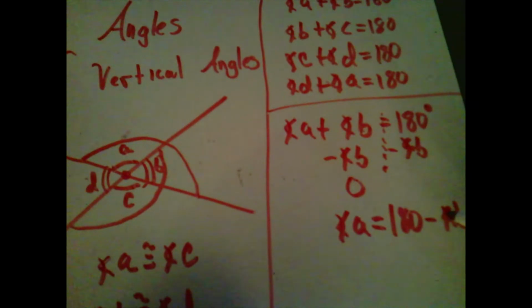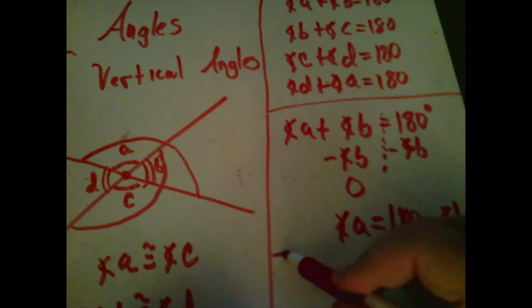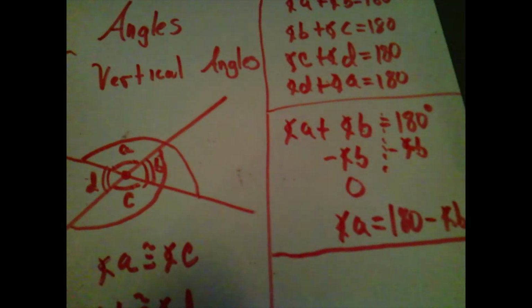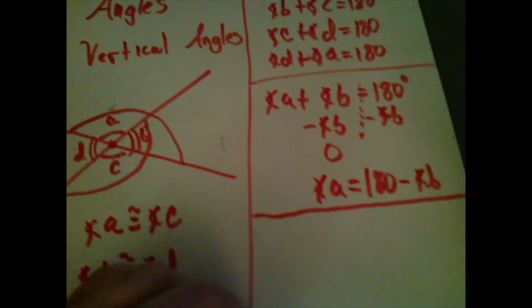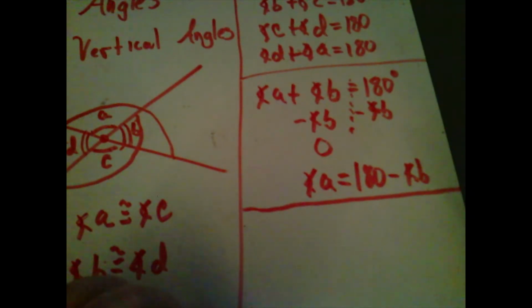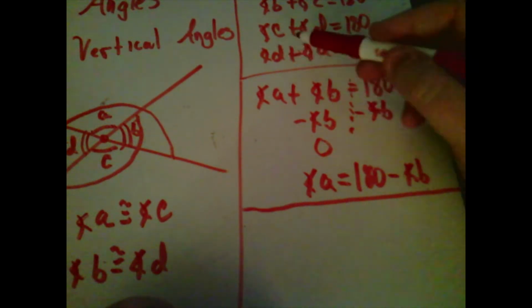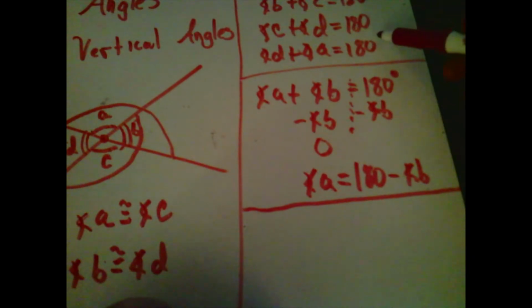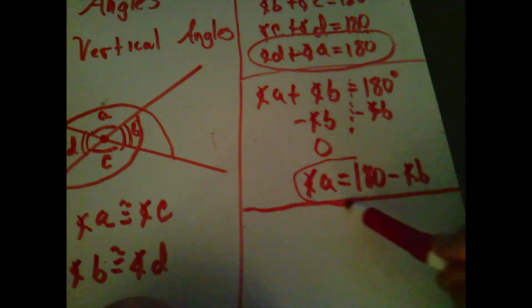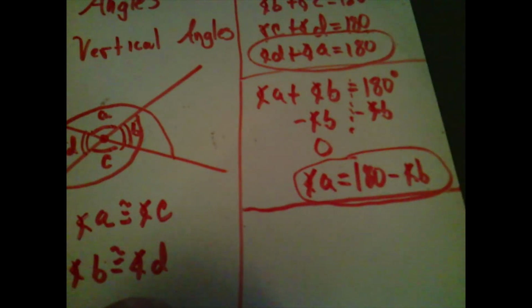I'm going to use something called substitution. Substitution just means that if we take a look at all of our data up here, you see this point here where we have angle D plus angle A is equal to 180? Let's take a closer look at that and compare it with this part here where it says angle A is equal to 180 minus angle B.